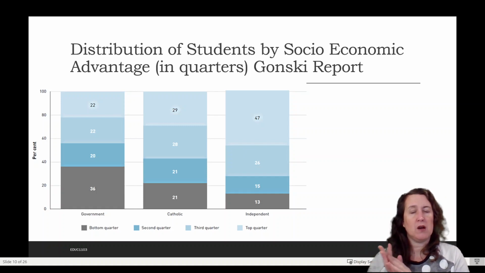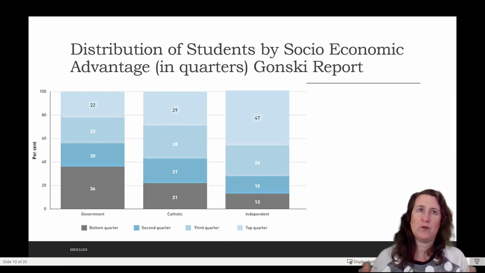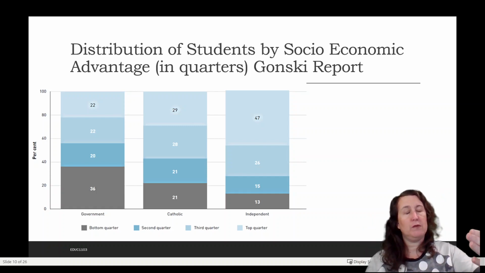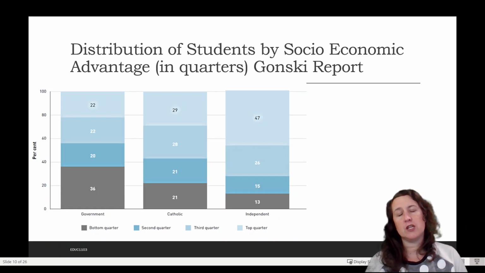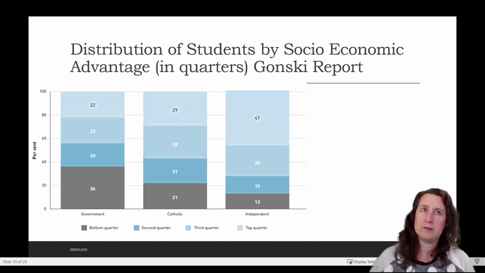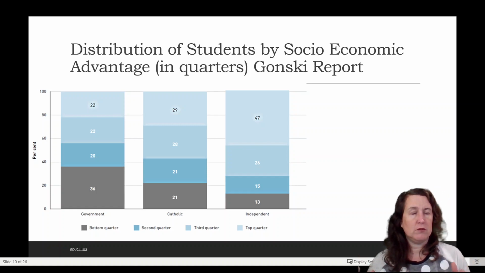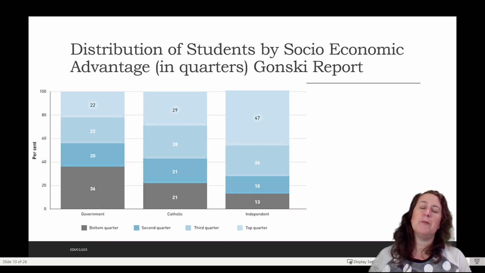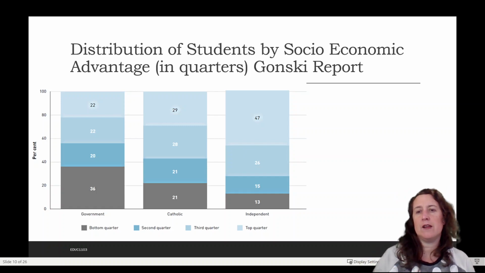In the bottom quartile of SES, each school would educate 25% of people from that quartile, 25% from the second quartile, 25% from the third quartile, and 25% in the top quartile of socioeconomic status, if the different types of schools were evenly distributed, if education was evenly distributed across socioeconomic status. However, what we've got in front of us is data that shows very clearly that that's not what happens.